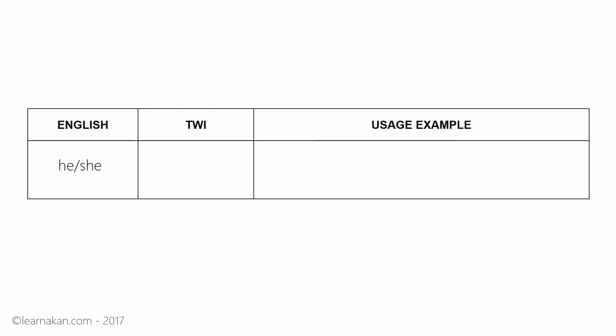He or she. And it is worth noting here that there isn't a gender distinction between the two as far as Twi pronouns are concerned. So, for both he and she, we use ono. Okasa dodo.